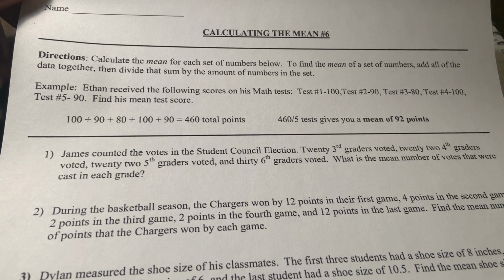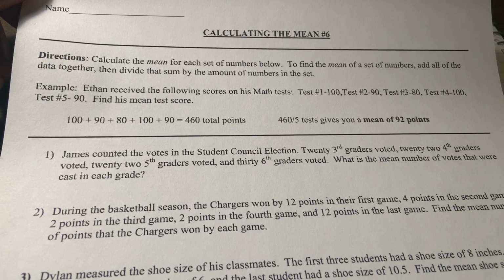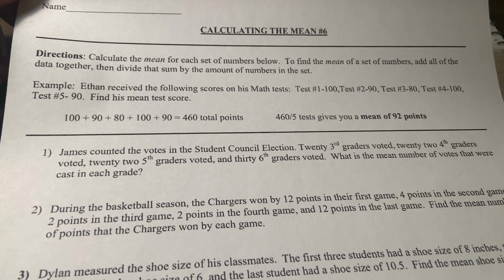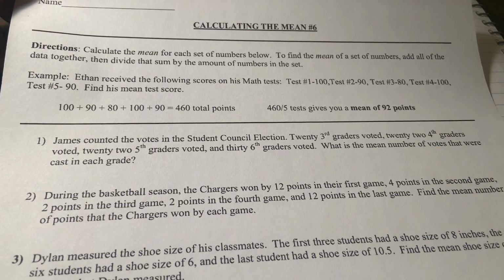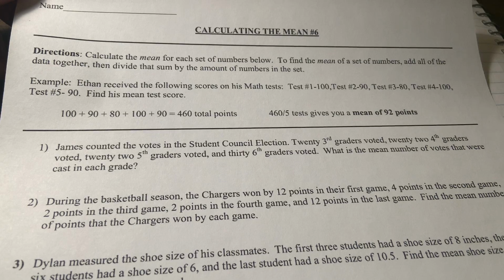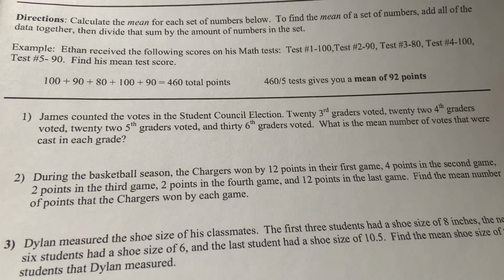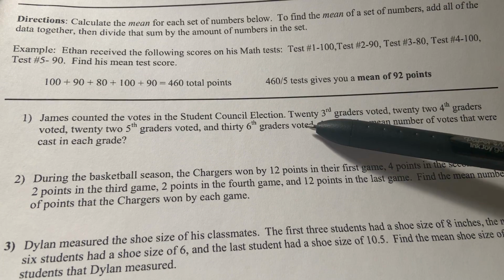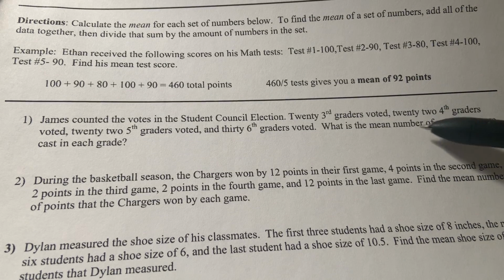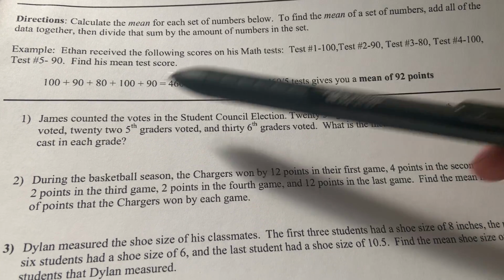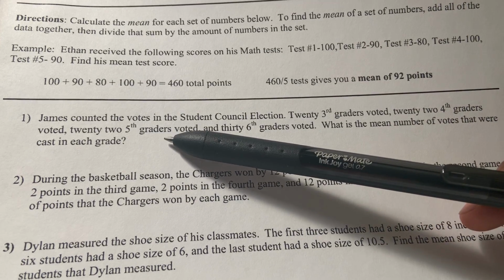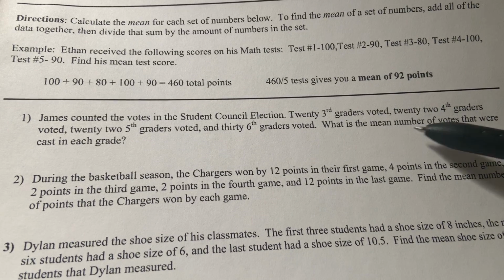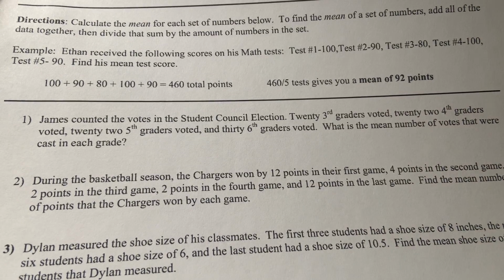So for the first one, mental math only, no calculator at all, okay? For this one, you can use a calculator. Let's look at number 1 together, okay? I'll do one question with you for free, okay? Let's look at number 1. It says, James counted the votes in the student council election. 20 third graders voted. 22 fourth graders voted. 22 fifth graders voted, and 30 sixth graders voted. What is the mean number of votes that were cast in each grade?